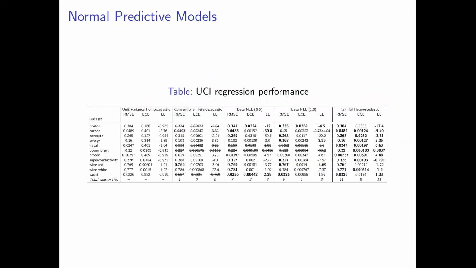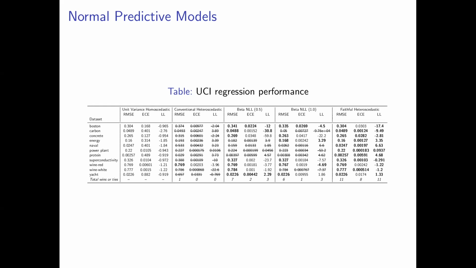We then examine performance on various UCI regression datasets. On the left, we have the RMSE, expected calibration error, and log likelihood for a unit variance homoscedastic model. To the right, we consider heteroscedastic methods with normal predictive distributions. We strike out all values for any performance where the model's RMSE is worse than the homoscedastic model's RMSE according to a one-sided paired t-test.